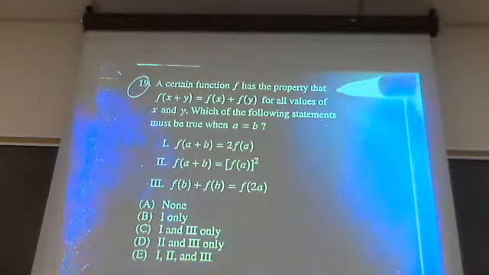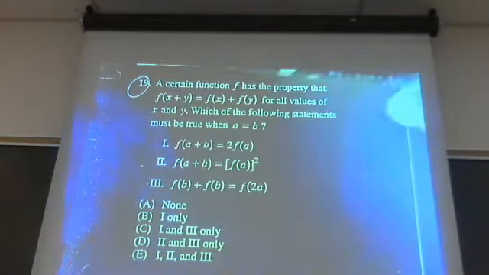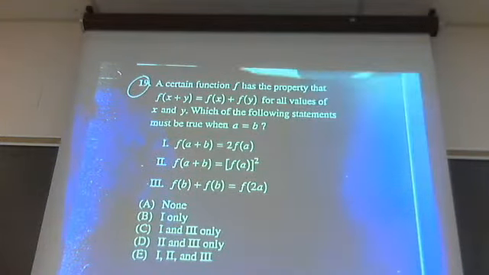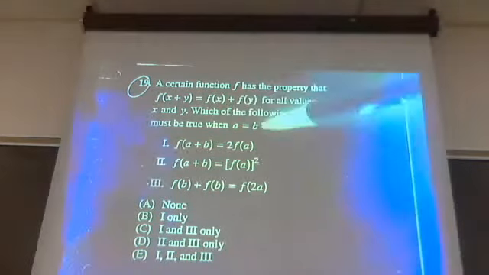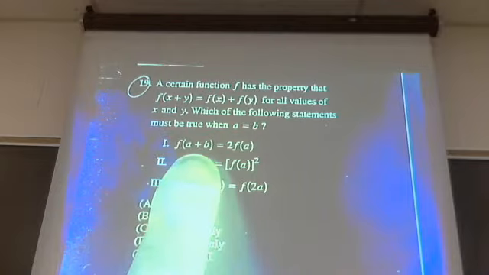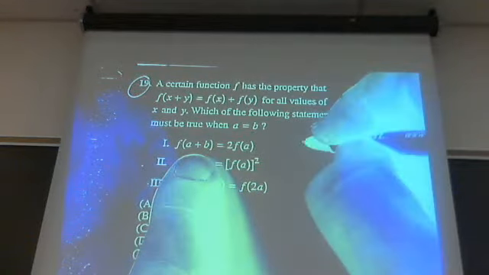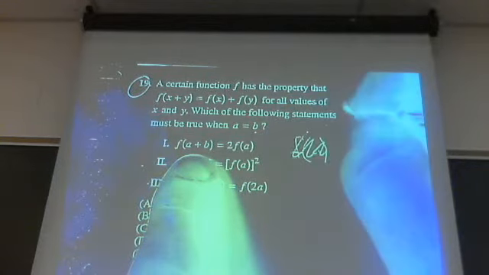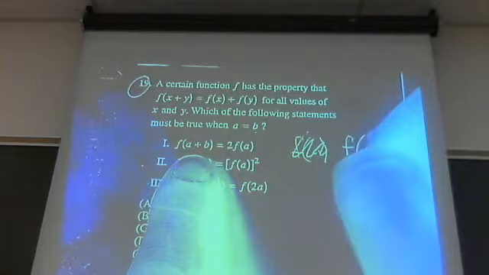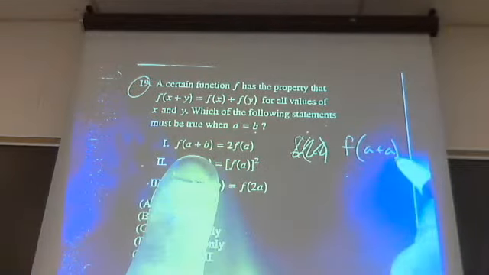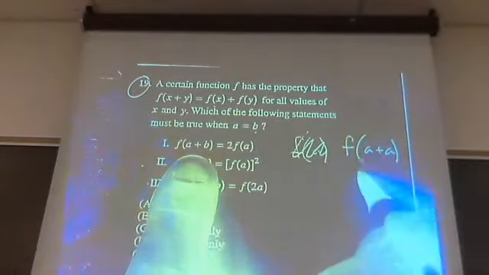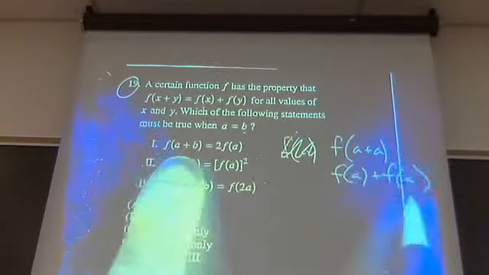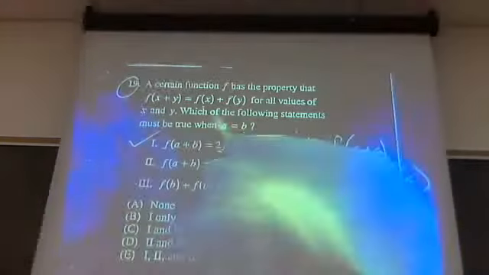A certain function f has the property that, okay, so it almost looks like the distributive property, even though that's not really true. For all values of x and y, which of the following statements must be true when a and b are the same? Okay, so this would be the same thing as f of a. Oh, I could substitute b in there or a in there, so I could have f of a plus a. All right, which according to this would be f of a plus f of a. And now, isn't that 2 of those things? All right, therefore, that's a good one right there. Check.